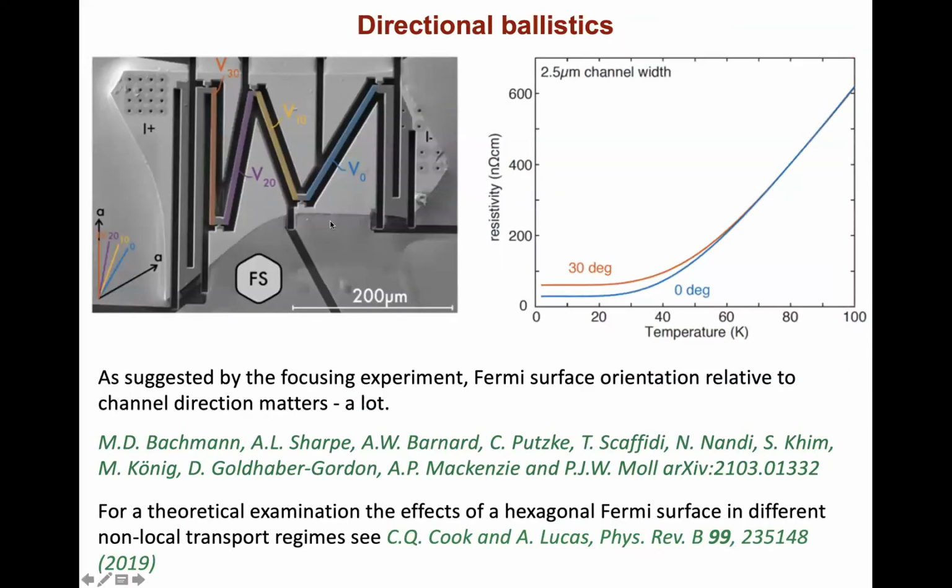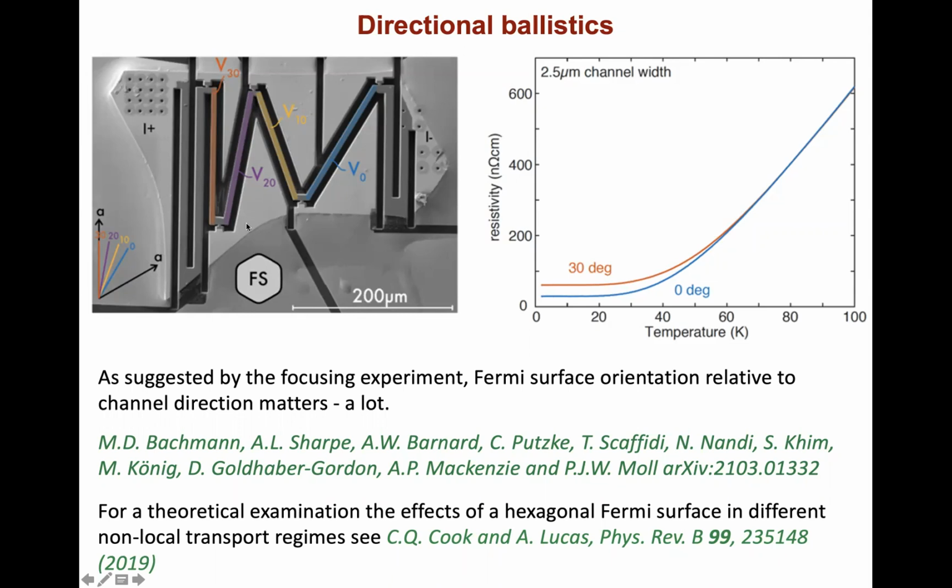So the first of these is to go away and just directly demonstrate directional ballistics. We could infer it from the focusing experiment, but Maya, in her PhD, and now we've finally written it up and have an archive paper about it, just went and did the most direct experiment you can think of. You take your hypothesis, you take a single crystal, and you sculpt from the same crystal a single channel of electron flow where the electrons are flowing for similar lengths, but at different angles relative to the underlying Fermi surface.